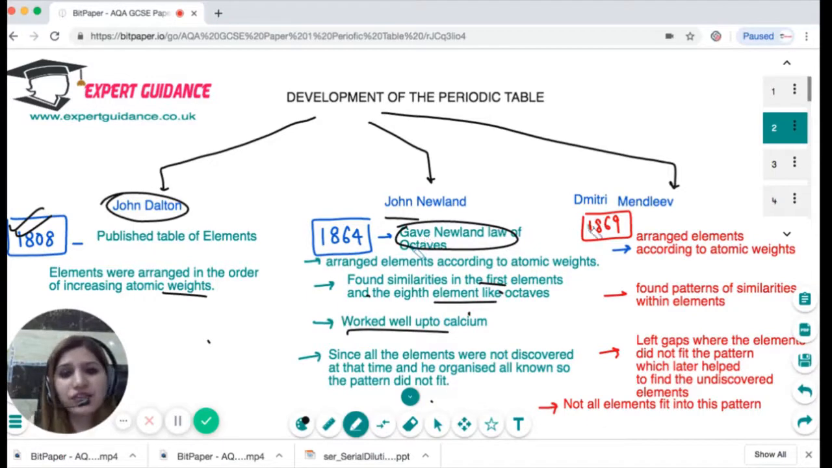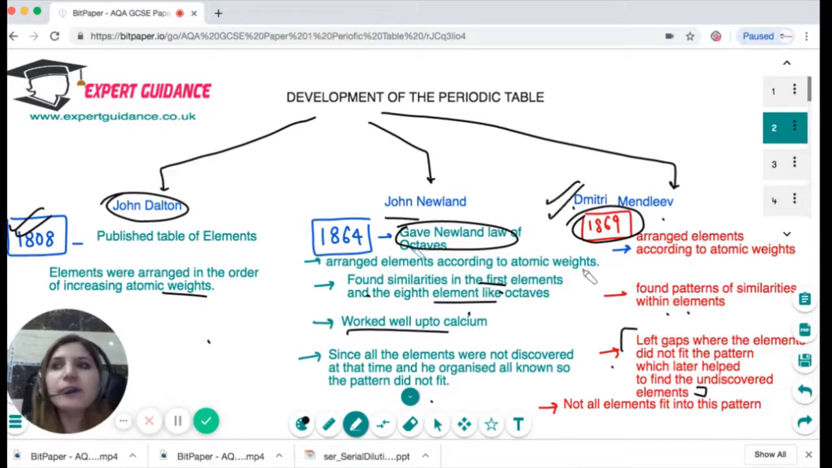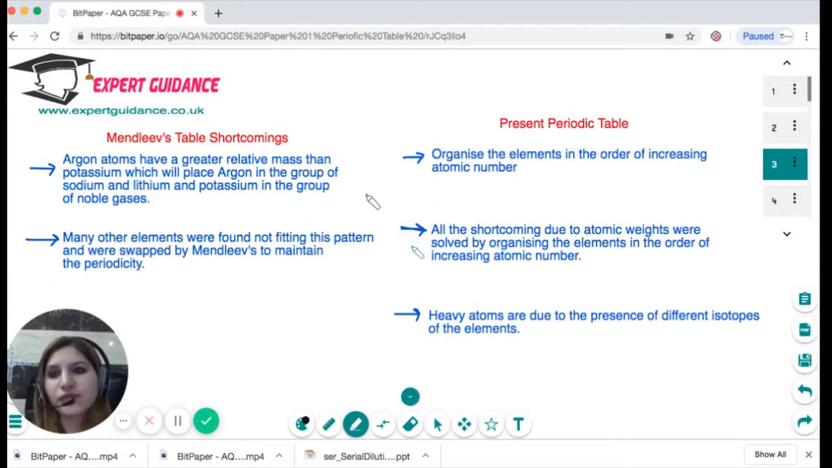Then the biggest revolution came in 1869 when a scientist called Dmitri Mendeleev also arranged the elements according to atomic weights, but he found patterns of similarities within the elements because he left gaps where the elements did not fit the pattern. In this way, he organized the similar elements in similar groups, and where the gaps were left, they gave us the pathway to discover new elements. Using his idea, many new elements were discovered. But again, that was not that effective because not all elements fit into that pattern.